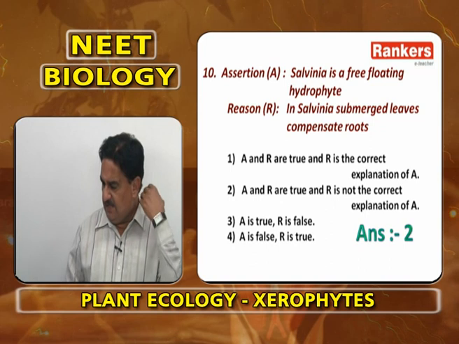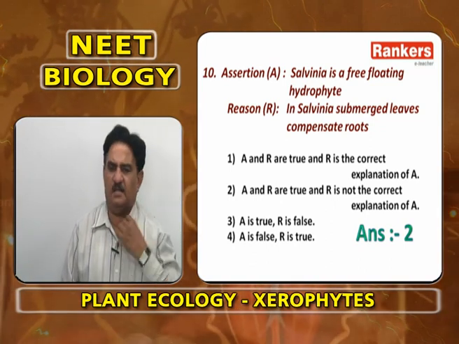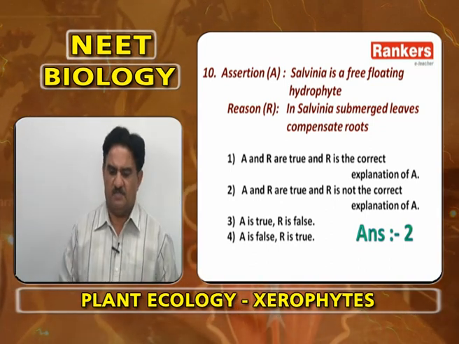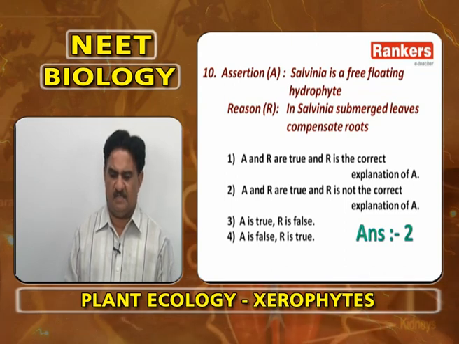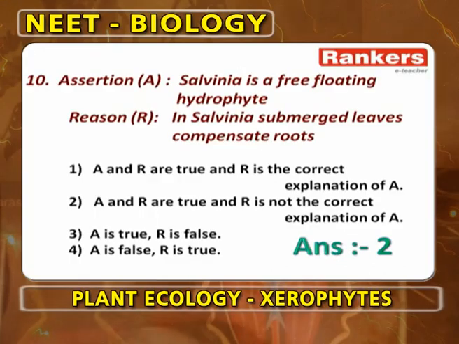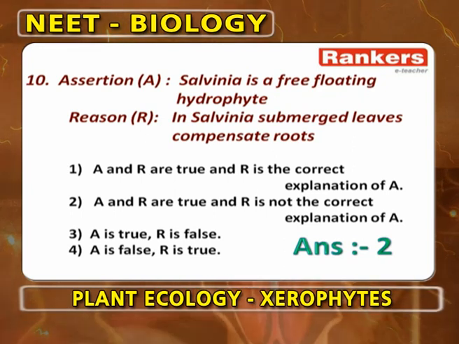So A is correct, R is correct, but R is not the correct explanation of A. Salvinia is a free floating hydrophyte is correct. In Salvinia, submerged leaves are compensating roots because they are highly dissected and root-like structure is correct, but the reason is not the correct explanation of A. So A and R are correct, R is not the correct explanation of A. Second option.